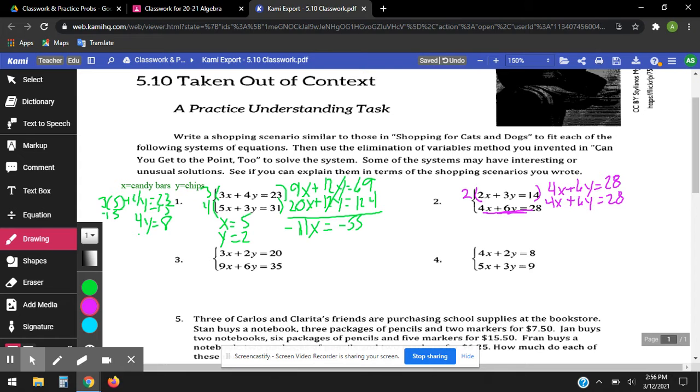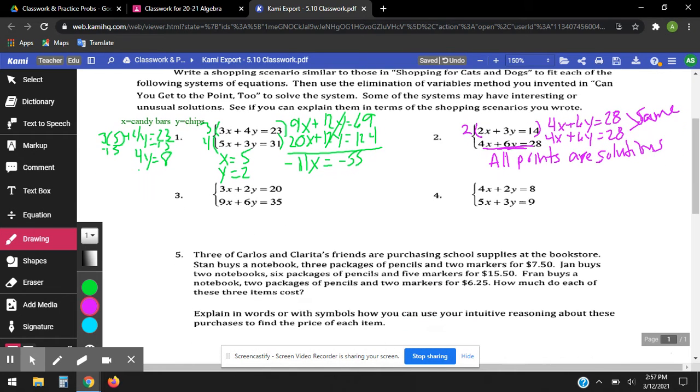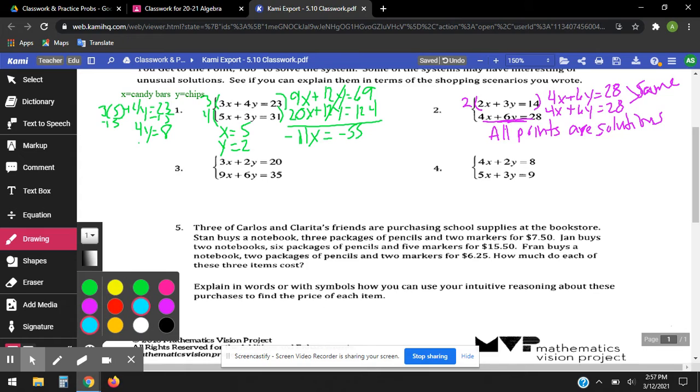So in this case, all points are solutions, but that doesn't actually help us in our scenario. Let me write this. All points are solutions because they're the same. But as far as our candy bars and chips, we actually can't figure that out because we can't eliminate anything. It's just doubled.